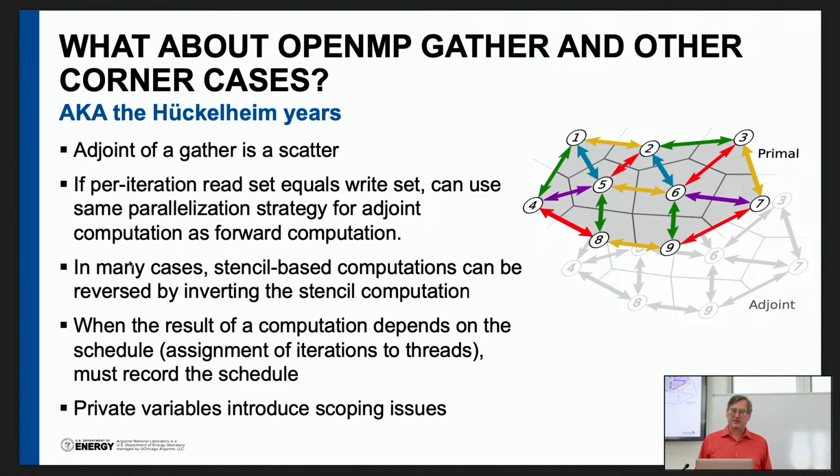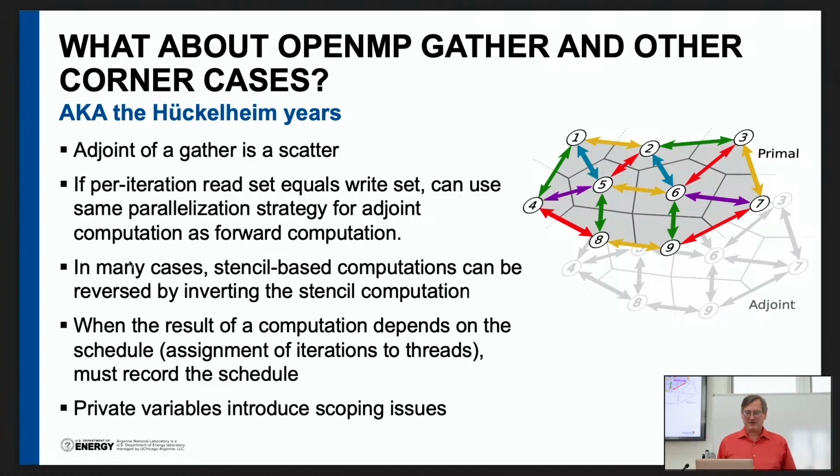It's also the case that for many types of stencil-based computation, you can basically rip the stencil apart and then reassemble it and do a stencil type computation for the reverse computation. This is a lot easier in an array language than it is in an imperative language like Fortran, but it can be done. And of course, there are all these nice corner cases that arise in OpenMP.